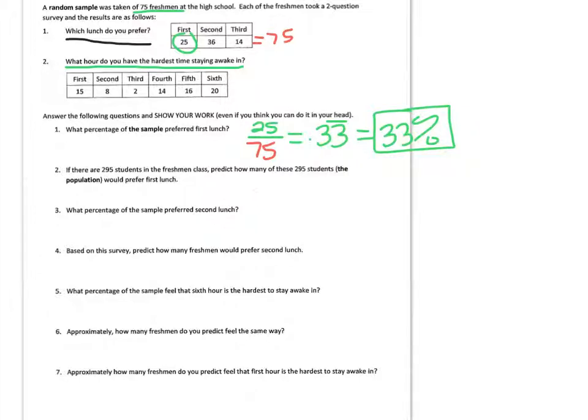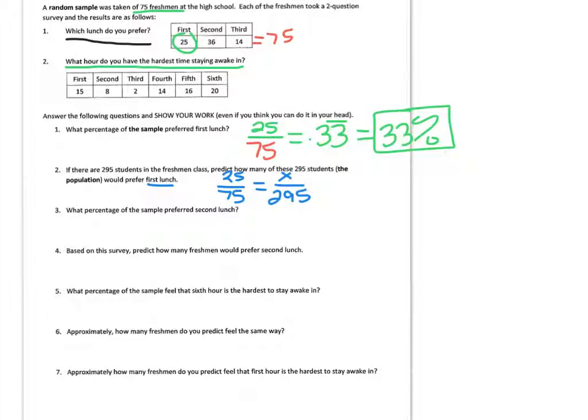All right, so number 2, if there are 295 students in the freshman class, predict how many of these 295 students would prefer first lunch. So to do this, we're going to make a proportion. So we're going to do a fraction equals a fraction. First of all, we're going to look at how many preferred first lunch. So 25 preferred first lunch out of 75 total. The freshman class has a total of 295 students in it, so that's going to go across from the bottom number, which represents the total in the sample. And then the number that prefers first lunch out of the whole population would be our x, so that's going to go on the top.